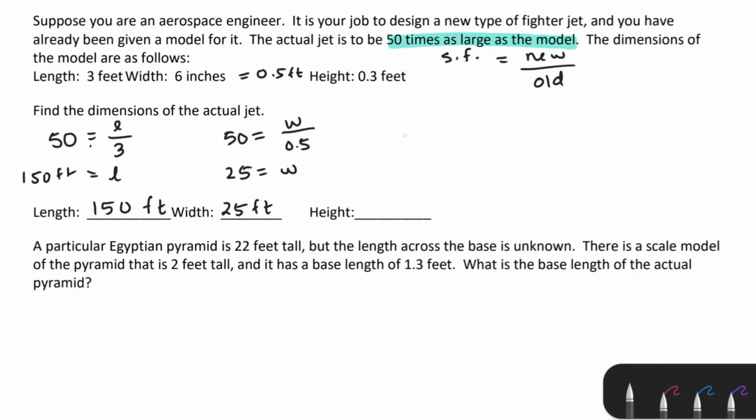And for my height, 0.3 feet, same scale factor. I don't know my new height, but I do know my old. 50 times 0.3 is 15. So my height is 15 feet. Right, the trickiest part is making sure you know, is this value that I have going in the new spot, the old spot, or is it a scale factor? All right.